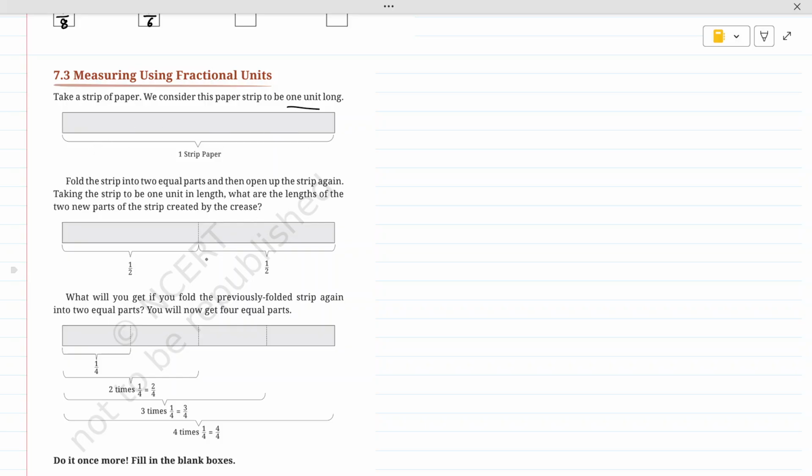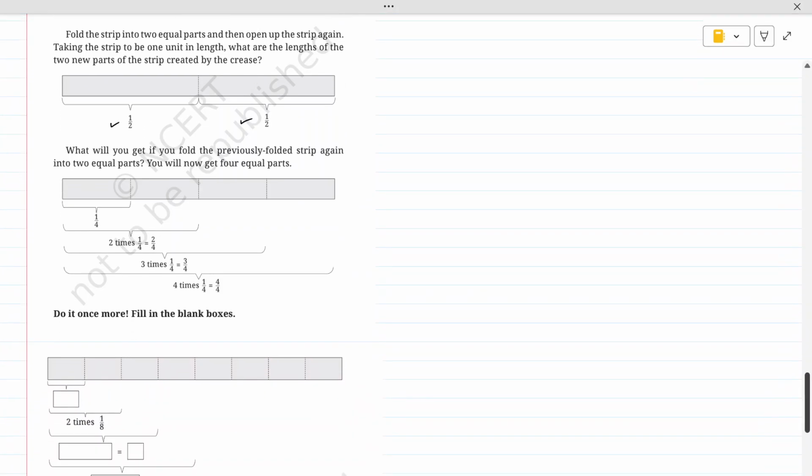Now if we are folding it into equal parts, each part will be 1 by 2 and 1 by 2, and after that each 1 by 2 can again be folded into equal parts. So this half is again folded into two equal parts. So 1 by 4, 1 by 4. Similarly, this half also into two equal parts. So 1 by 4, 1 by 4. We can also do it like this. Half of half will be 1 by 4. So these all are 1 by 4.